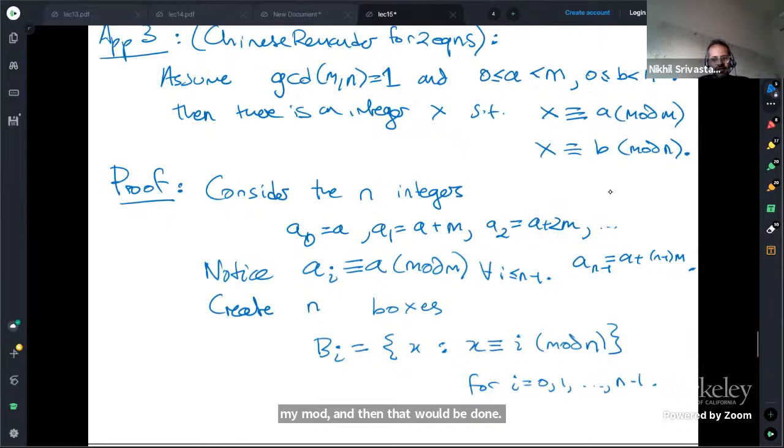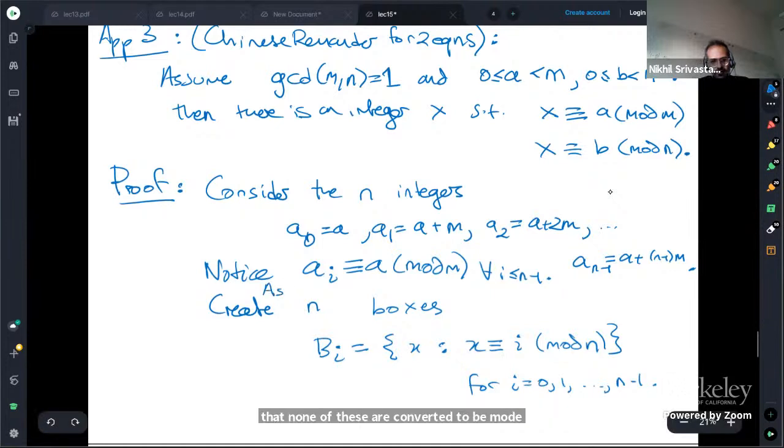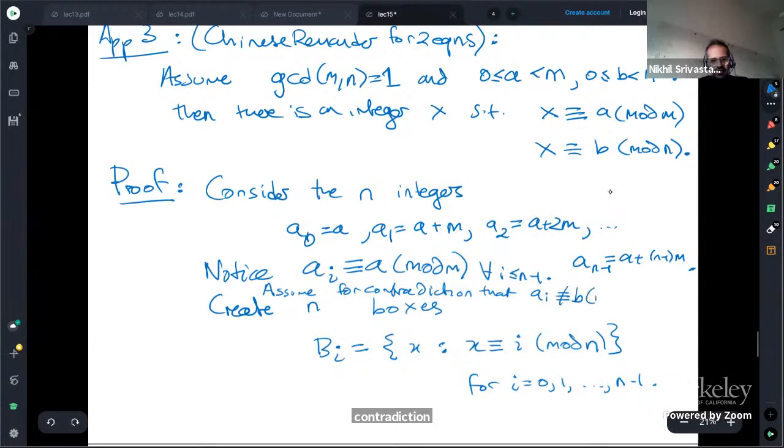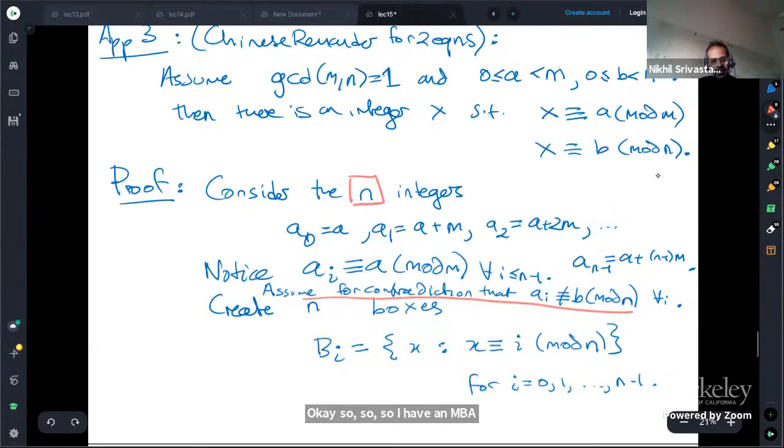So I'm going to do the sneaky thing. I'm going to assume, for contradiction, that none of these are congruent to b mod n, that all of these numbers are not congruent to b mod n for all of these i. So this is the key step. Okay, so I have n integers. They're all congruent to a modulo m, and none of them are congruent to b modulo n.